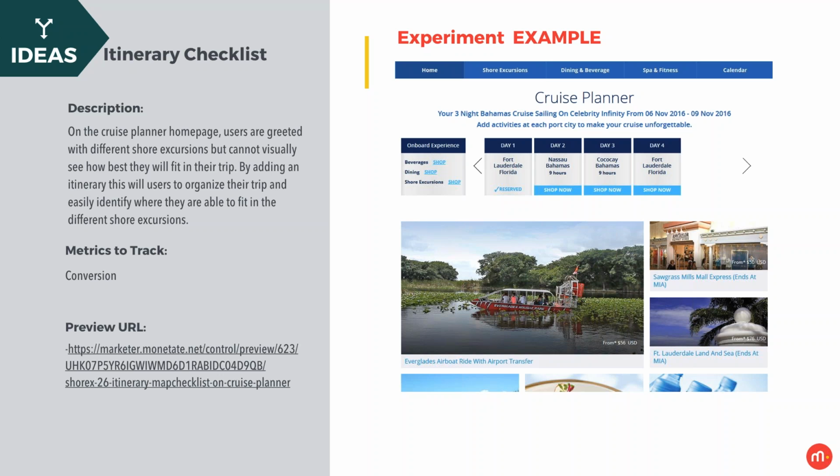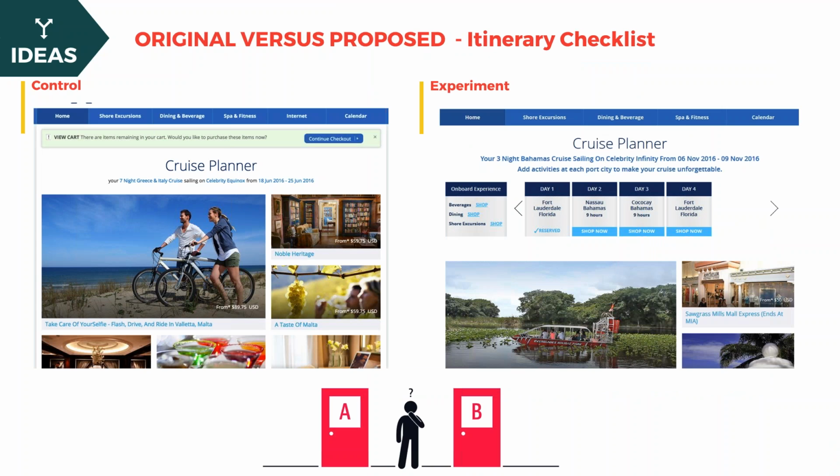So here you can see this is really what we like to do. This is the control and the experiment. And so we like to have an original versus proposed whenever we present ideas. And you can see the control was what was there originally, and then the experiment is a rough idea of what the idea looks like.